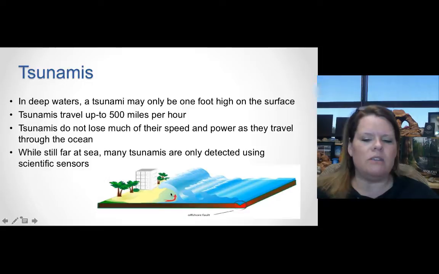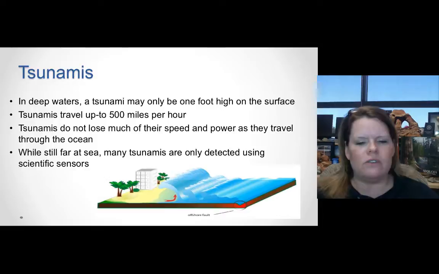They're going to lose speed as they hit the speed bump as the continental shelf becomes slower, which causes this part to slow down, and the weight and movement of all of these waves are still pressing up against it, which causes it to grow vertically and laterally. So they don't lose much of their power or their speed until they hit that continental shelf.